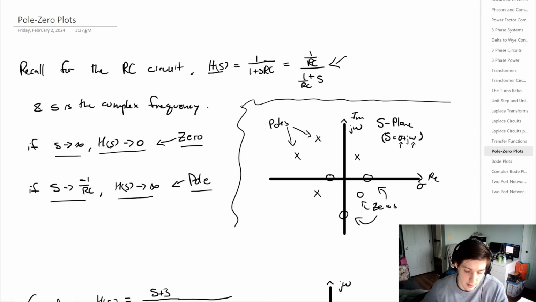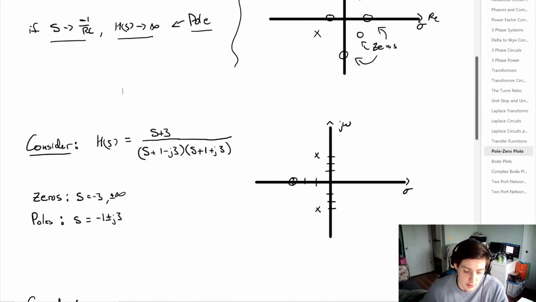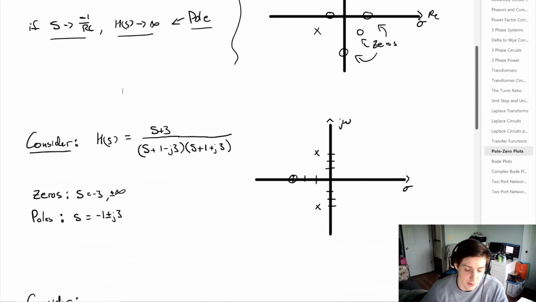And whatever the value for S is, either a pole or a zero, we simply fill that in on the S-plane. So to consider an example, let's look at the case where we have a transfer function given by S plus 3 divided by (S plus 1 minus j3) times (S plus 1 plus j3). So we get a zero at S equals 3, and then we also get zeros at plus and minus infinity, as this denominator is similar to S squared. Now, if S is equal to minus 1 plus or minus j3, we simply get this denominator going to 0, so the transfer function blows up. So we can say that we have a few zeros and a few poles for this transfer function.